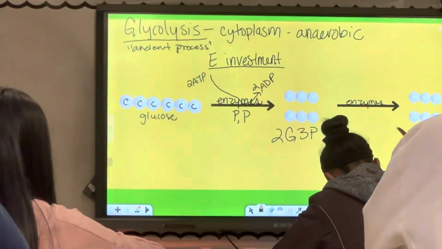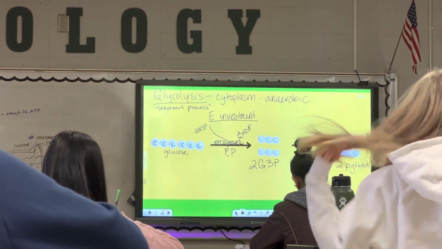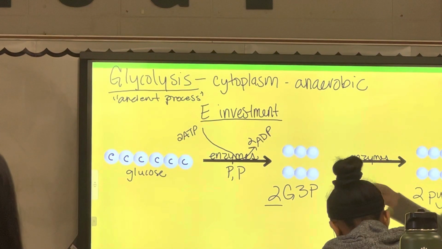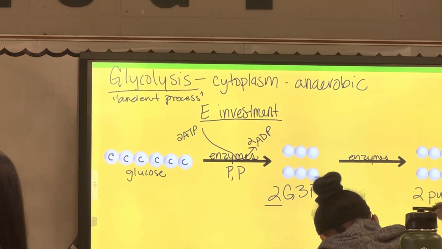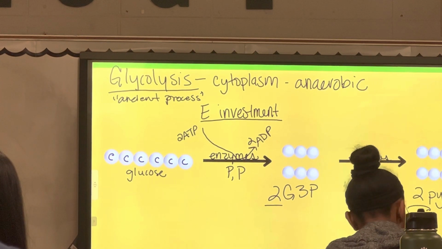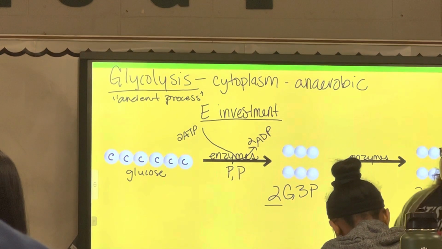How many carbons are in G3P? 3. There's 2 of these, right? 1, 2. How many carbons in pyruvate? 3. Because there's 2 of them. Okay, that's why they're stacked. They're no longer together. This arrow, 6-point process.